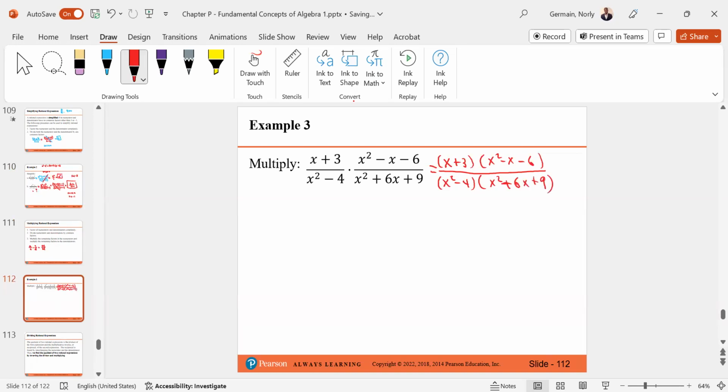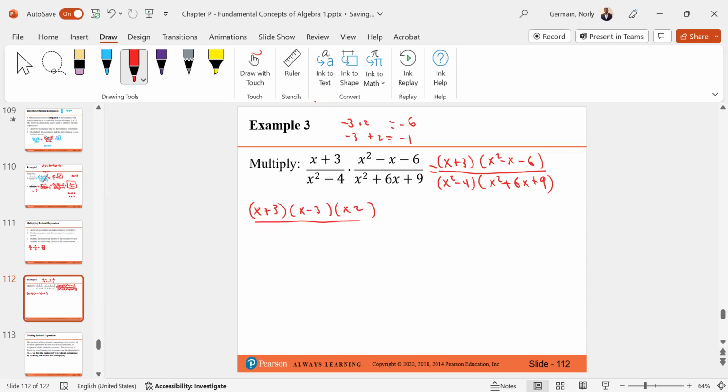Do not distribute. You're looking to factor the trinomials. I'm going to keep x plus 3 because there is no common factor inside this parenthesis, but I see that the trinomial would give us a product of two binomials. Two numbers that multiply to give -6 and add to give -1. Yes, thank you, it's -3 times 2, -3 plus 2. So we're going to have x minus 3, x plus 2.